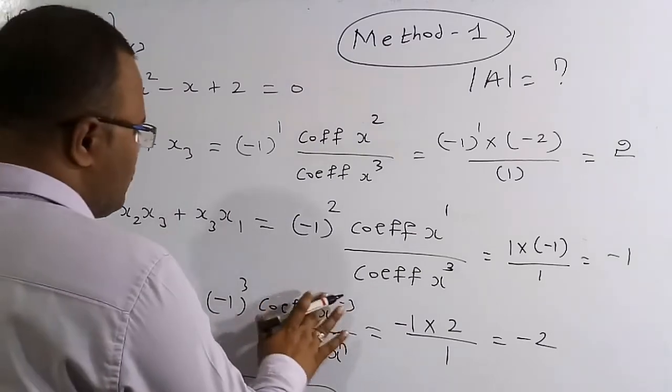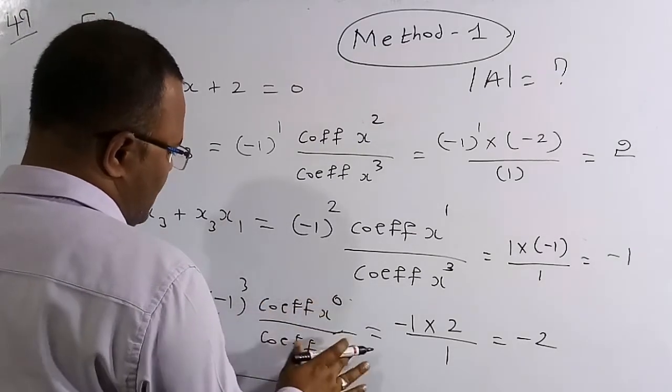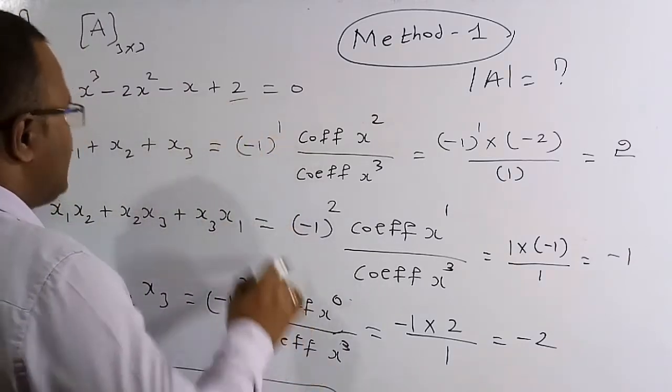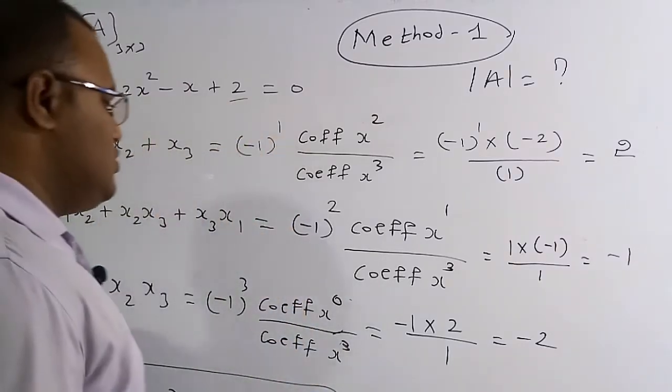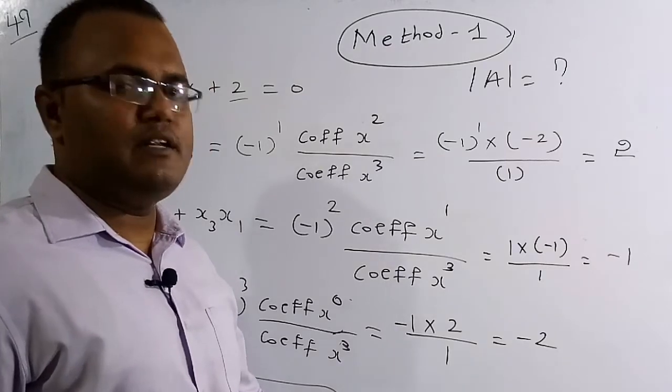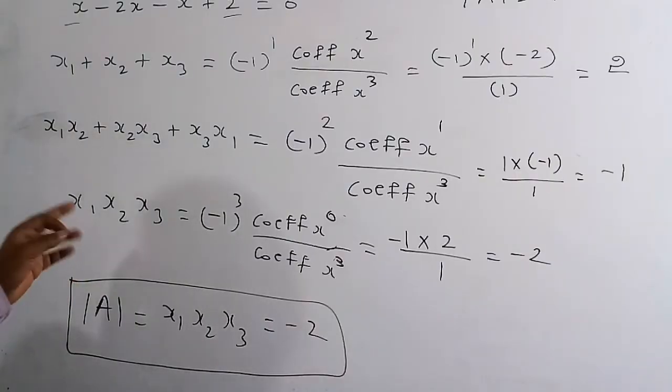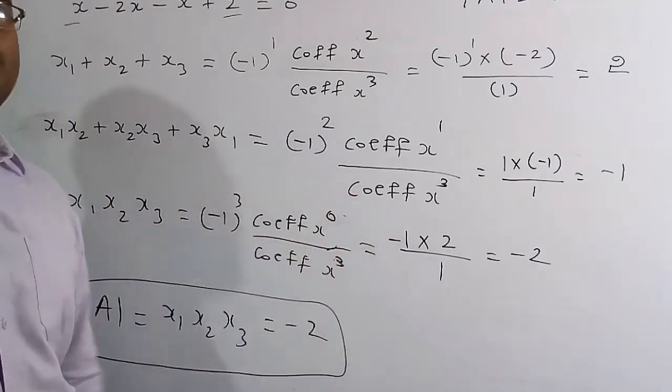As n is equal to 3, we are going to get 3 minus 3 is 0, and this is x to the power of 3. The coefficient of x to the power of 0 is 2 and the coefficient of x cube is 1. So if you solve this one, minus 1 into 2 by 1 is again minus 2. So finally we got the product of the roots is equal to minus 2.